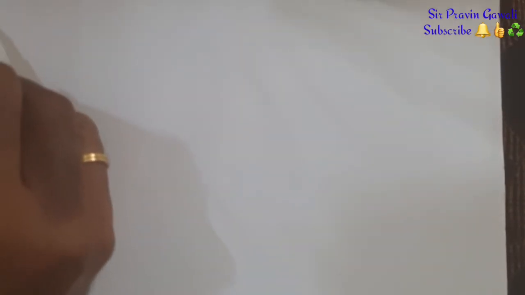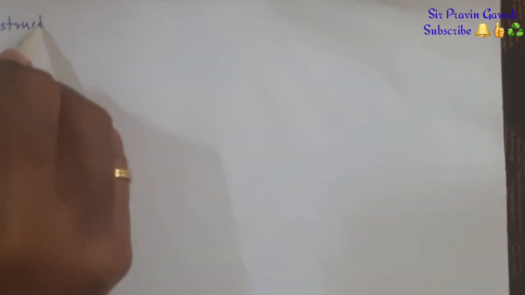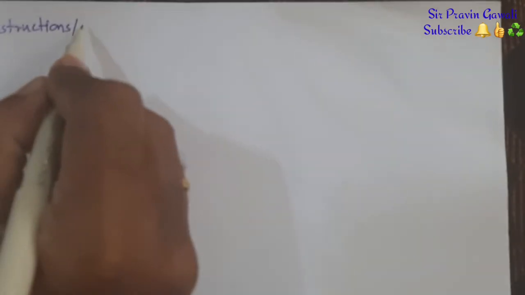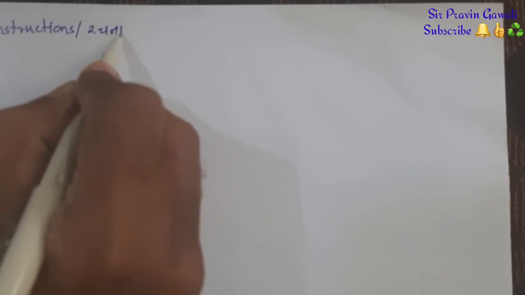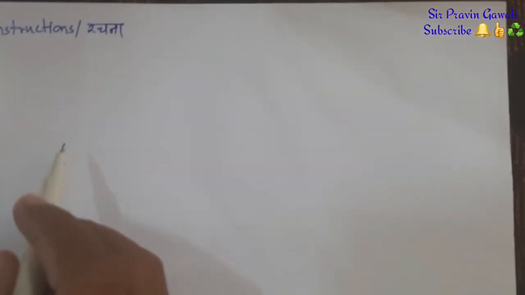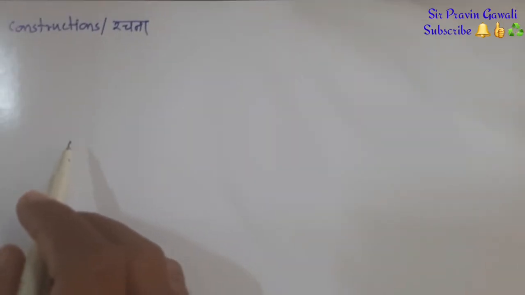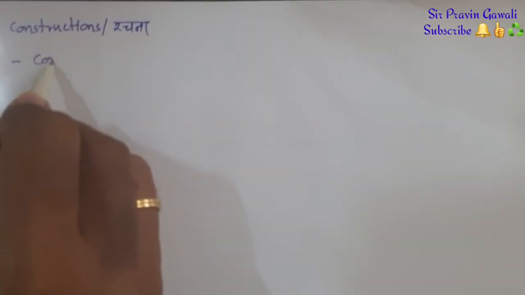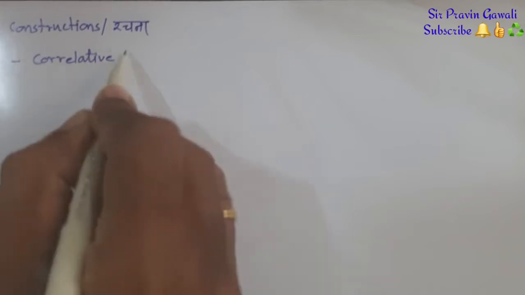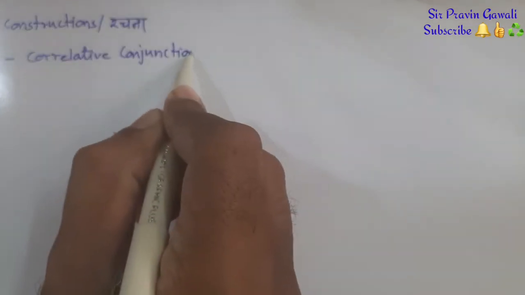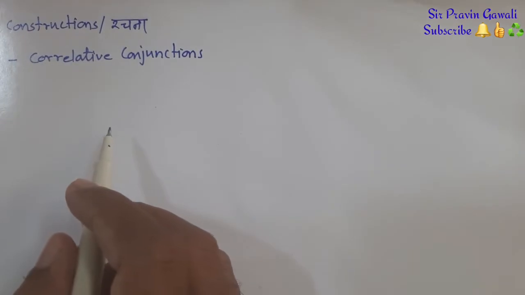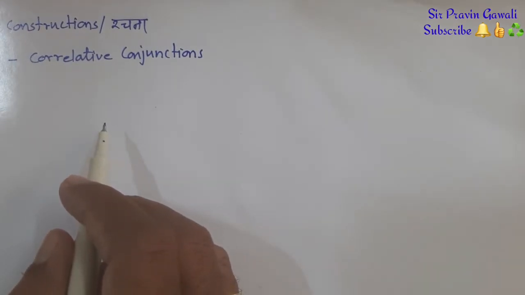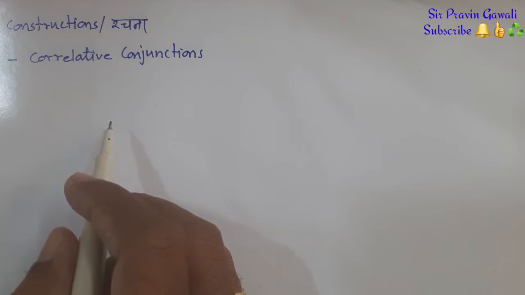Dear students, today we shall study constructions. Constructions, that is Rachana. The sentence construction. In this construction, we construct two sentences with the help of correlative conjunctions. So here in the constructions, we connect two sentences with the help of correlative conjunctions.